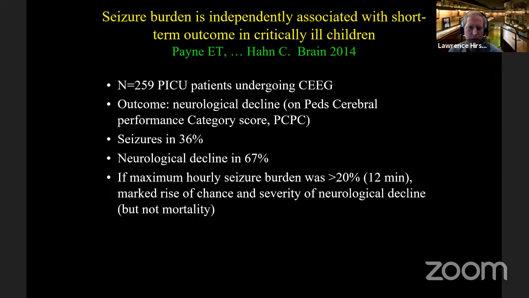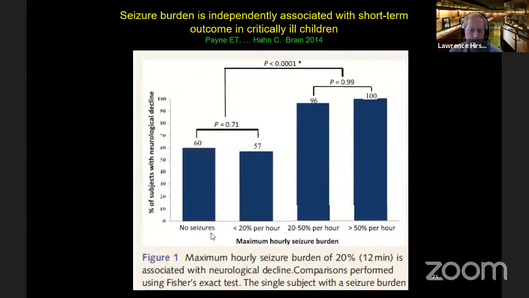So why this 20%? It mostly came from this paper, which was in a pediatric ICU. They looked at neurologic decline in these children. There was neurologic decline in 2/3 of them. It was a large study, 259 pediatric ICU patients. They found that if the maximum hourly seizure burden was more than 20%, which is 12 minutes, there was a marked rise in the chance and the severity of neurologic decline. So this is the paper showing the maximum hourly seizure burden and the percent of patients who had neurologic decline. You see no seizures, less than 20% maximum burden, and then over 20%, virtually all of the patients had neurologic decline.